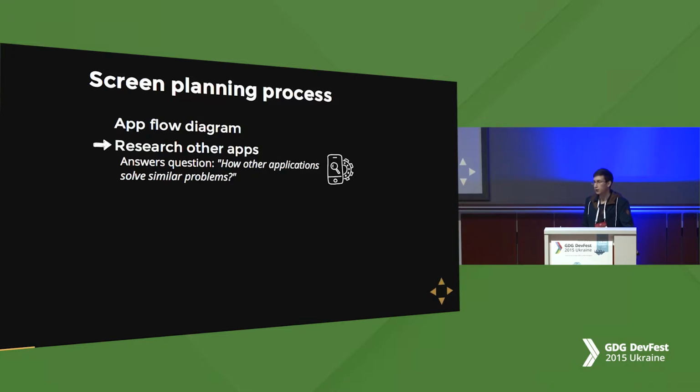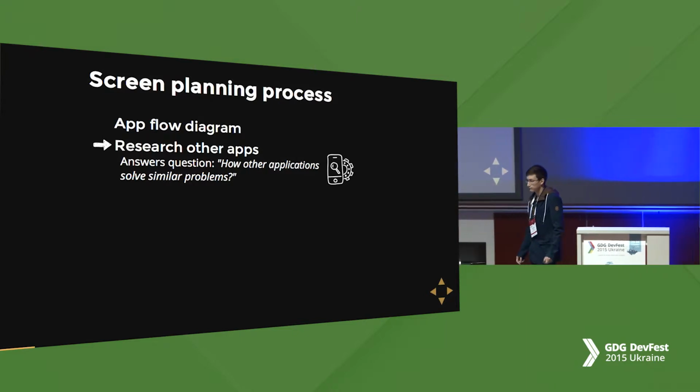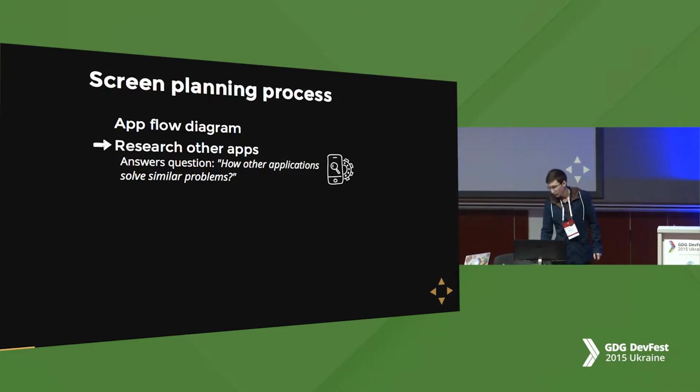Next is to research other apps. If you know how to solve a problem, it doesn't mean that this is the only way of solving it, and it doesn't mean that this is the correct way. So the second important step is to research a lot of other applications which have similar screens, because they will be able to give you answers and help you make the right decision.